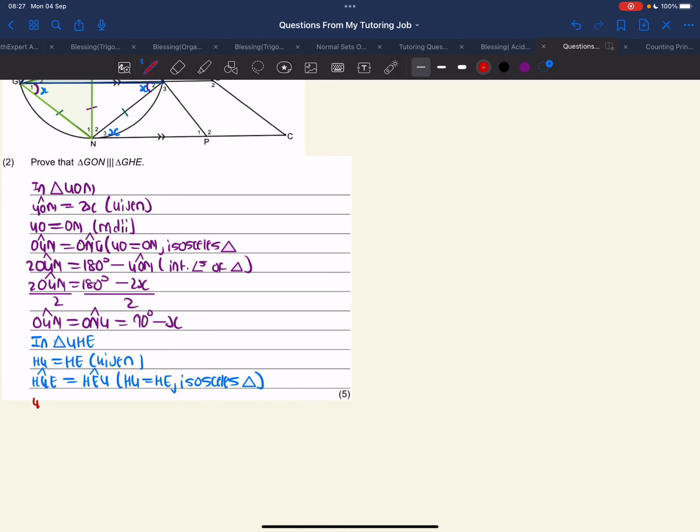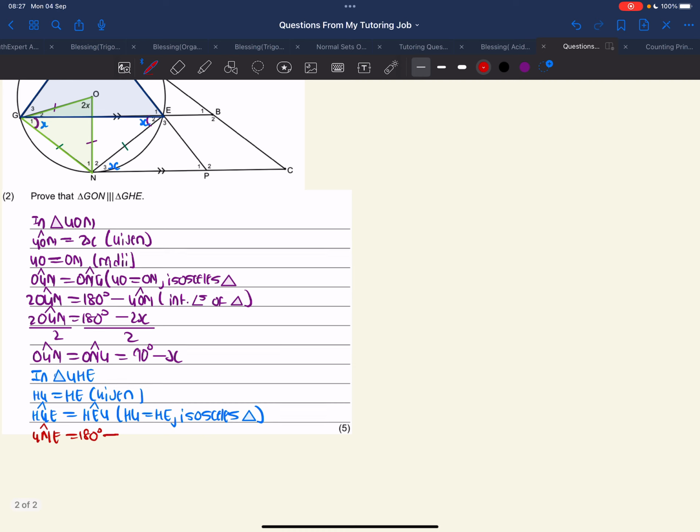angle GNE is going to be equal to 180 degrees minus angle G1 minus angle E2, interior angles of triangle GNE. So that angle is just 180 minus, because G1 and E2 are both x, it's just 180 minus 2x.